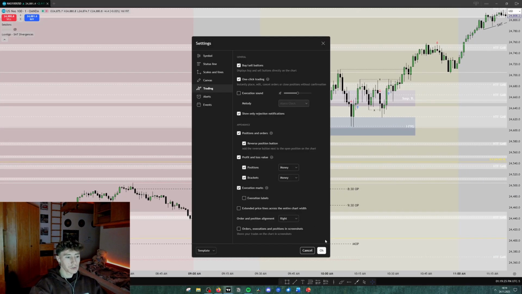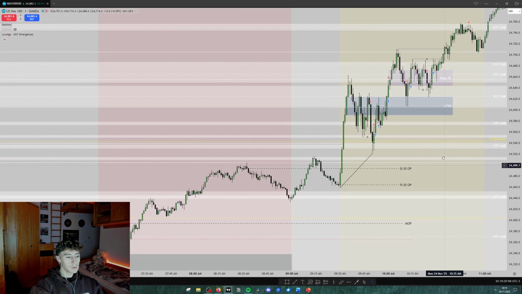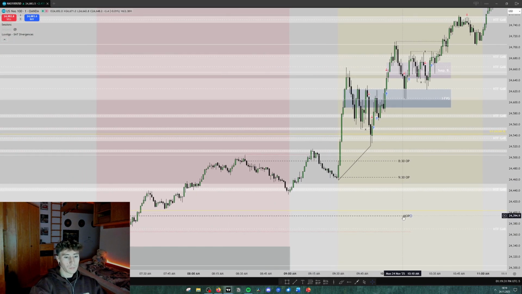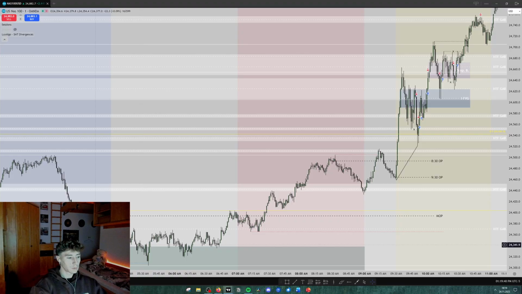And I will show you now my execution. So right here we have the 1 minute chart of NQ. So right here we have the midnight opening price, 9:30 and 8:30. The New York Open kill zone says the liquidity is untouched. We swept Asia lows and London lows.